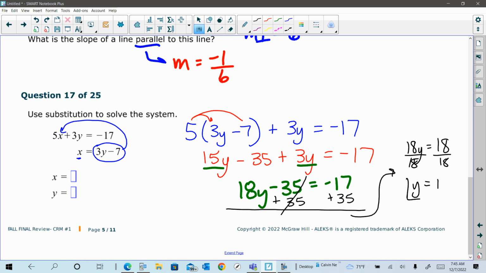So I know the y here is 1. To get my x, I just got to plug that back in. So that's saying 3 times 1 minus 7. So my x comes out to be negative 4. So you can write it as an ordered pair if you want to, negative 4, comma 1.